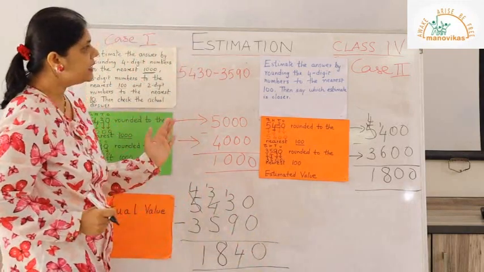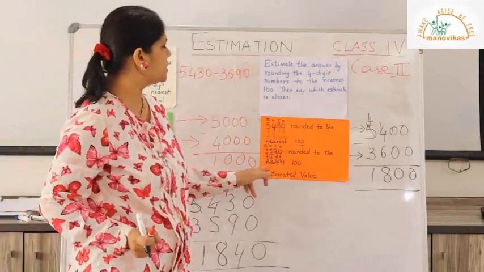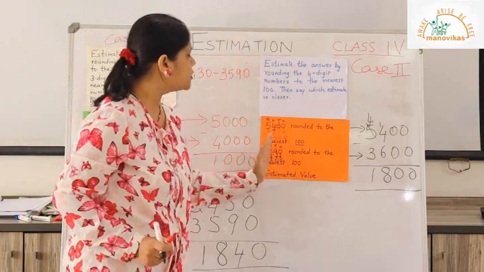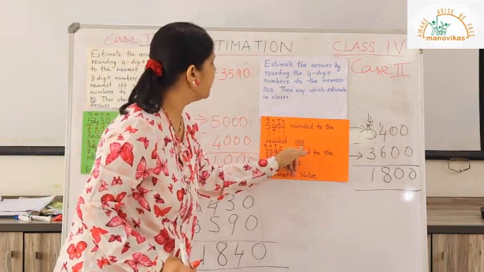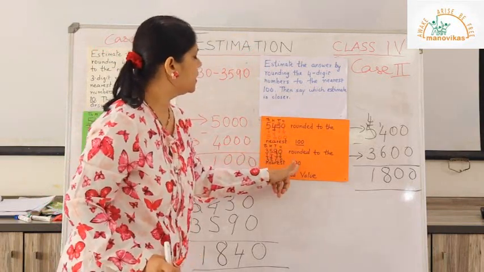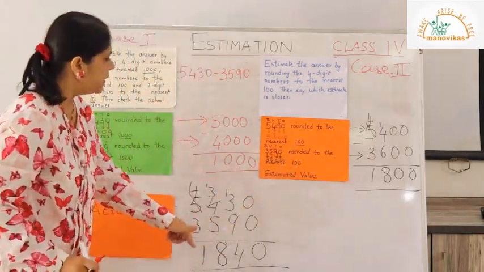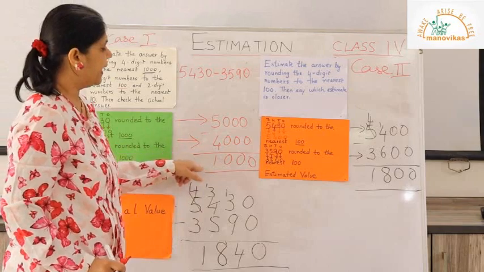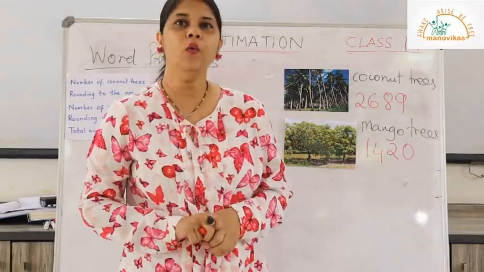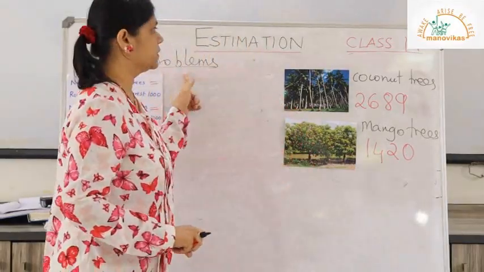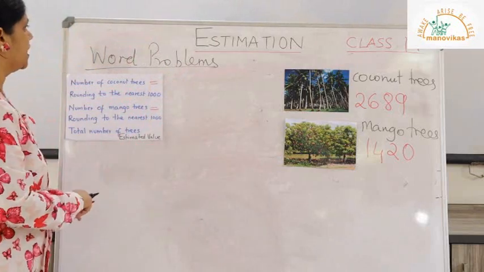So we can say the estimated answer which we get after rounding to the nearest 100, that is these two digits to the nearest 100, is closer to the actual value than that we got in case 1. Now we will solve some word problems. Now take the first example.